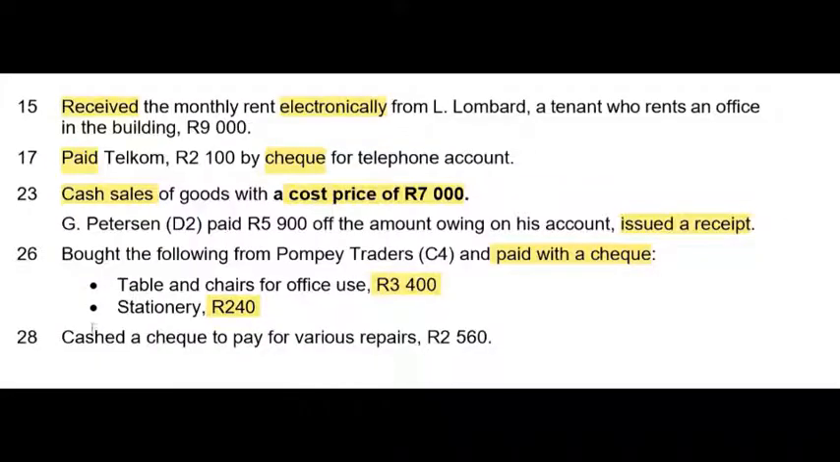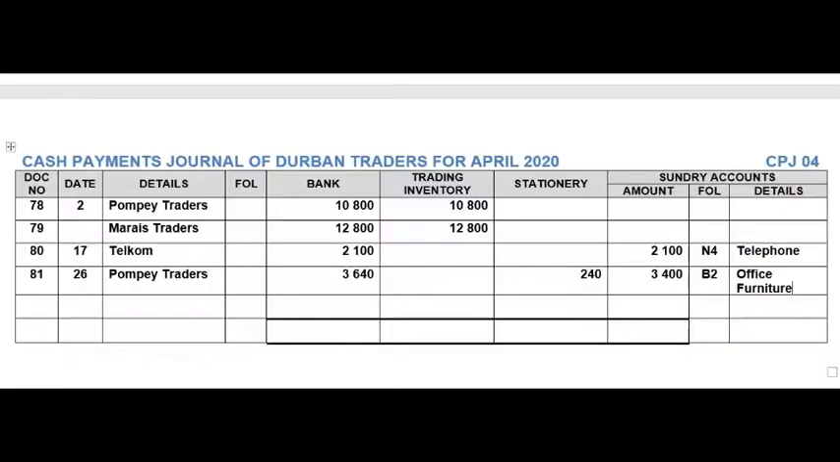And then the last transaction said cashed a check to pay for various repairs, 2,560 Rand. Now, cashed a check is important because it tells you it's CPJ. We are paying money, but the word cashed means that the details in the CPJ will be cash. Okay, so this is just an old-fashioned way of saying that we withdrew money to pay for various repairs. In your CPJ, it will be check number 82. The date is the 28th. You will write cash in details because we cashed that check. The value is 2,560 and it was for various repairs.